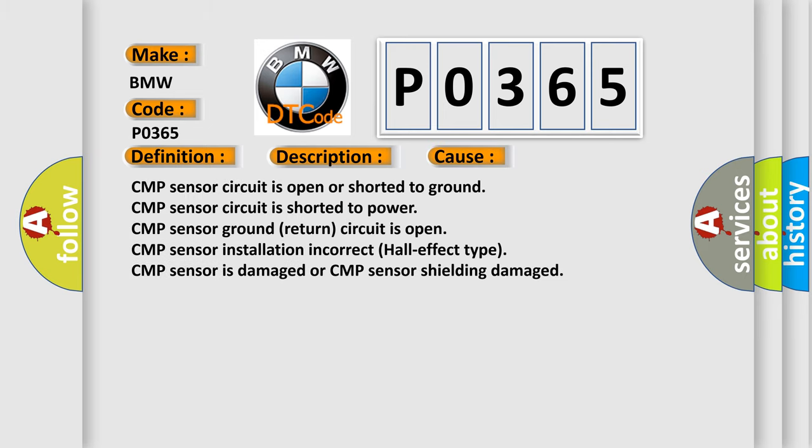This diagnostic error occurs most often in these cases. CMP sensor circuit is open or shorted to ground. CMP sensor circuit is shorted to power. CMP sensor ground return circuit is open. CMP sensor installation incorrect, Hall effect type. CMP sensor is damaged or CMP sensor shielding is damaged.